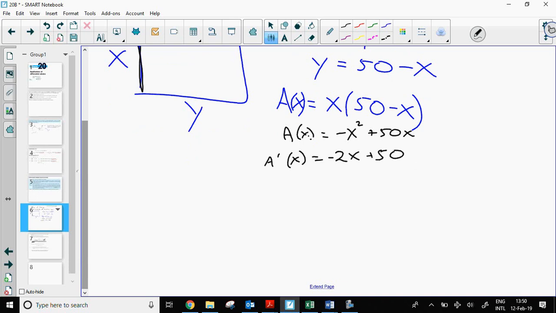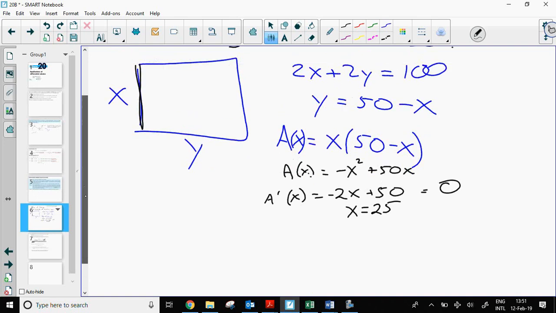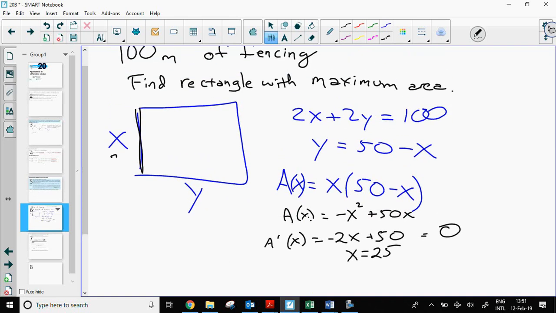We set that equal to 0, and then we're going to get that x has to be equal to 25. But if x is equal to 25, then since this is 25 here and 25 here, that's 50 out of our 100. The other 2 sides have to be congruent. They're also 25. Oh my gosh, it was a square all along.